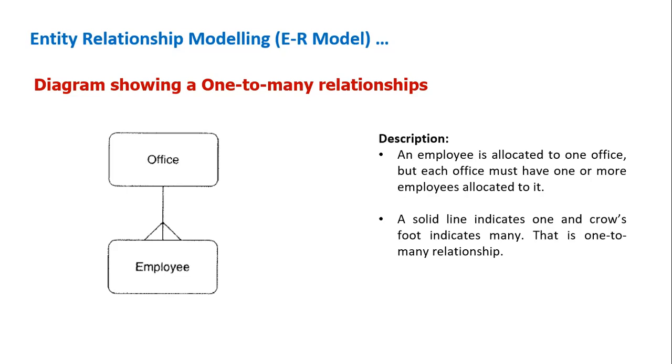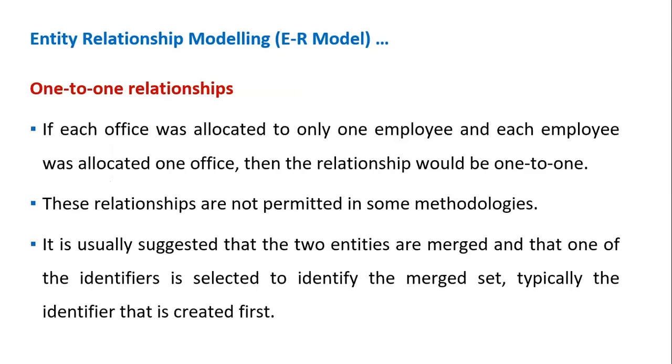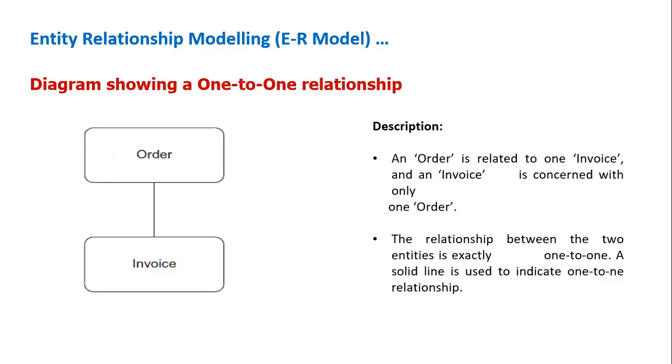That is a one-to-many relationship. In one-to-many relationships, the two entities are matched and one of the identifiers is selected to identify the matched set, typically the identifier that is created first.